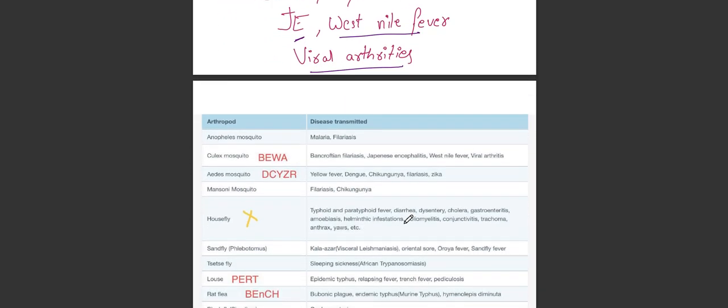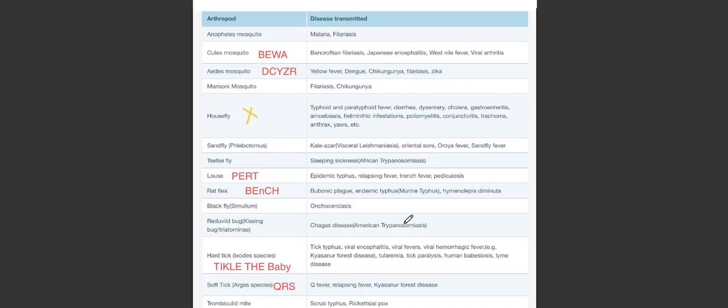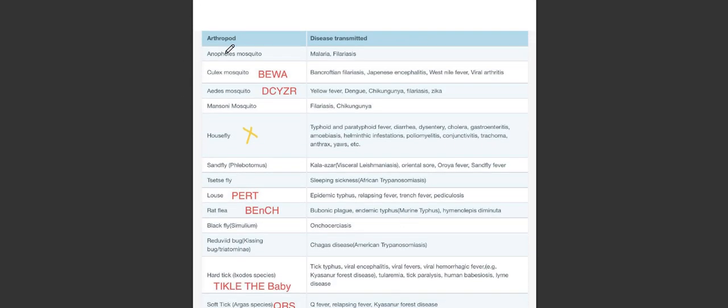Let's compile what we have studied till now. First is the Anopheles mosquito. We remember from our 10th class that the female Anopheles mosquito causes malaria. Then Culex mosquito. Culex mosquito mnemonic is BEWV. Culex is like only dirty, and "Bewa" in Hindi means widow. A widow is one who cannot take care of herself. You should try to remember like that.